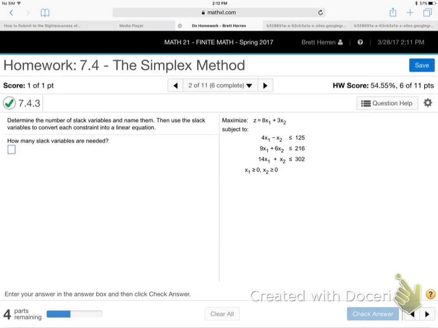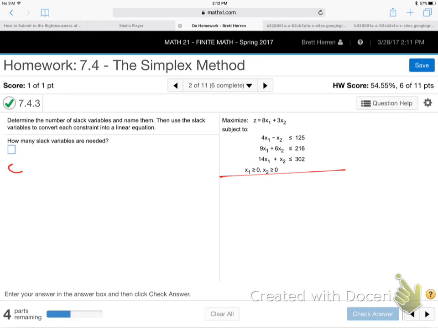All right, try that one. So first question is, how many slack variables? Why don't you go ahead and try to do the setup? Yeah, there's going to be 3, aren't there? They're going to ask us a couple more questions. So go ahead and try the setup.